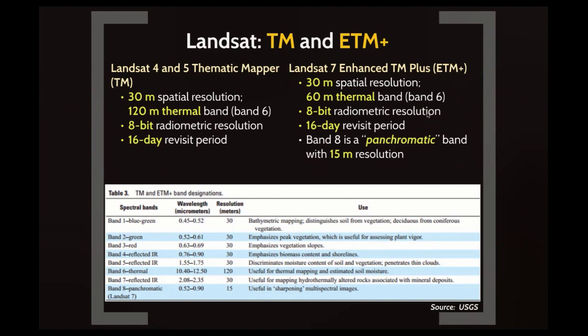So just a quick review. Do you folks remember why the panchromatic band has a higher spatial resolution than the other multispectral bands? And also, why does the thermal band have a relatively coarser spatial resolution?